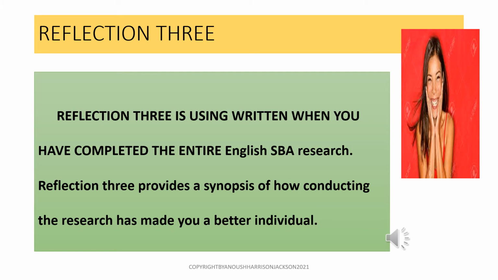Reflection 3 is usually written when you have completed the entire English SBA research. Reflection 3 provides a synopsis of how conducting the research has made you a better individual. Now, when one thinks of betterment or improvement, they can look at it from various aspects, from the academic standpoint, from a social standpoint, from a psychological, or even a mental or emotional standpoint. So let's get into how to write your reflection 3 for your English SBA.